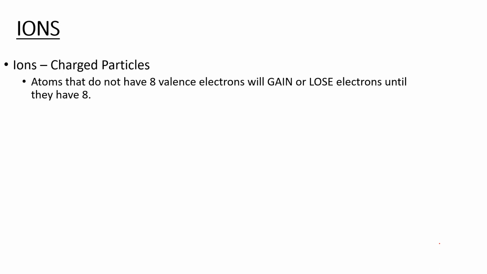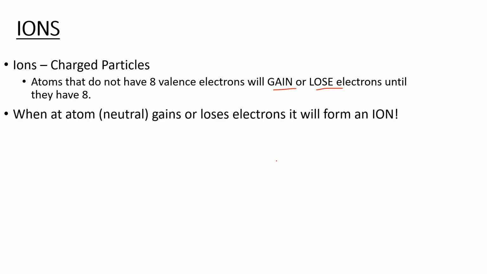Now, let's talk about the definition of an ion. This is a new word. We haven't talked about this yet. Ions are charged particles. That means that atoms that do not have 8 valence electrons, like we said, are going to either gain or lose electrons until they have 8. Now, when you start changing that electron count, they're no longer going to be neutral anymore. So when that neutral atom gains or loses those electrons so it has 8 valence electrons, it will form what's called an ion, because again, it will no longer be neutral.